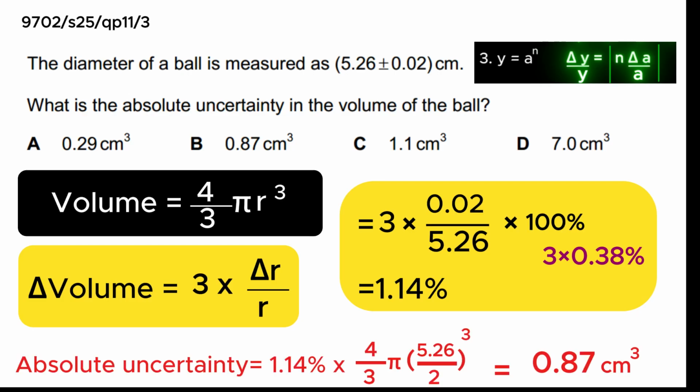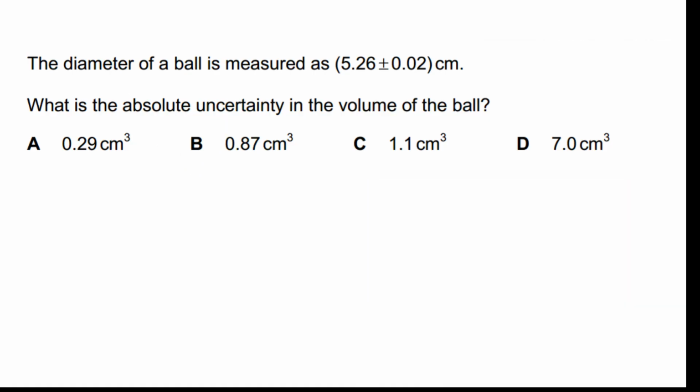For the final step, we find 1.14% of the actual volume, which is 4 over 3 times pi times half of the diameter cubed, times 1.14%. The volume is 76.2 centimeters cubed and 1.14% of this volume is 0.87 centimeters cubed. That gives us answer B. This is a classic public exam question as it forces you to switch between absolute and percentage values twice.